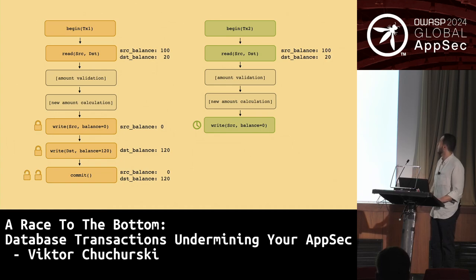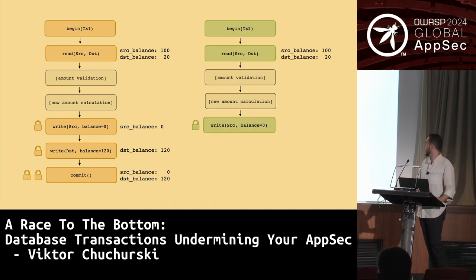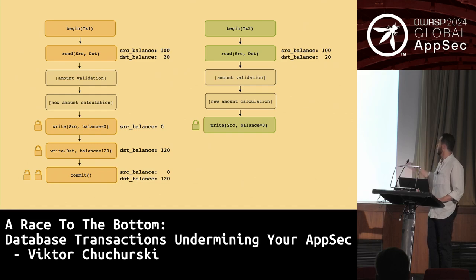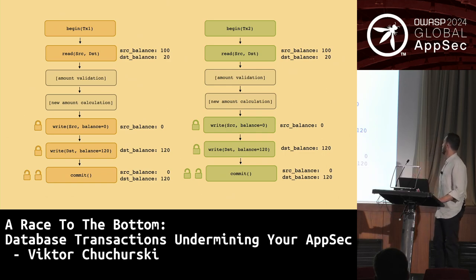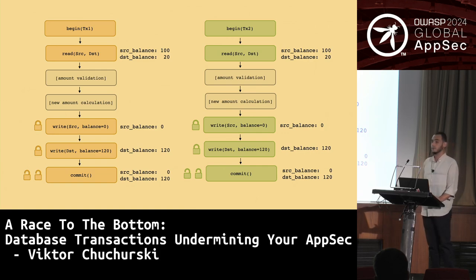Now, if we go back to our second transaction, now that the locks are released, it'll try to do the same thing. It'll set the balance to zero for the source account. It'll set the balance to 120 for the destination account and commit, leaving the database in exactly the same state as it was in the first transaction. So in this scenario, there's nothing obviously wrong if we just look at the database and the state that it's currently in. But we also have to think about the surrounding application code that's running this transaction, right?